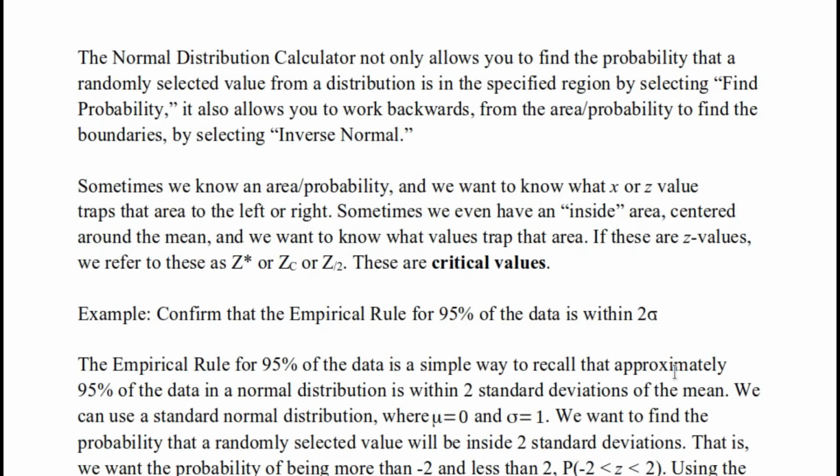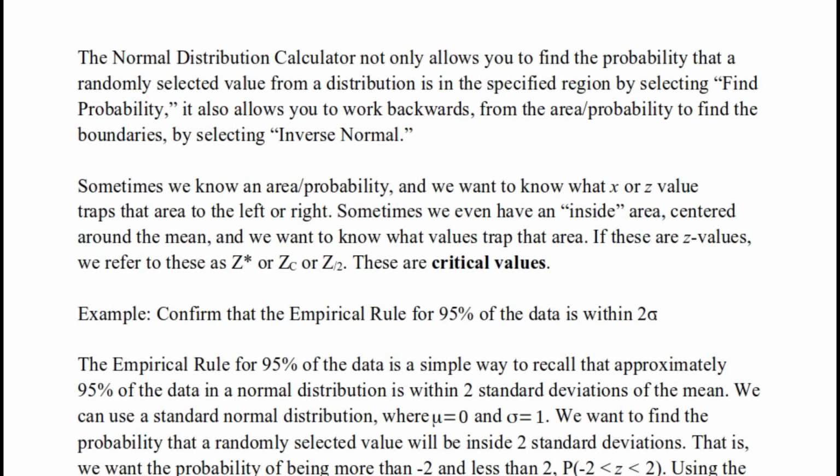Sometimes we know an area or a probability and we want to know what x or z value traps that area to the left or to the right, and sometimes we even have an inside area centered around the mean and we want to know what values trap that area. These z values are referred to as z star, c sub 2, c, or z sub 2. They are critical values.